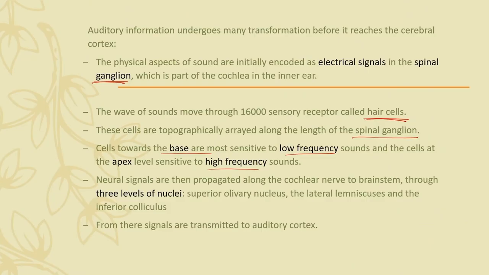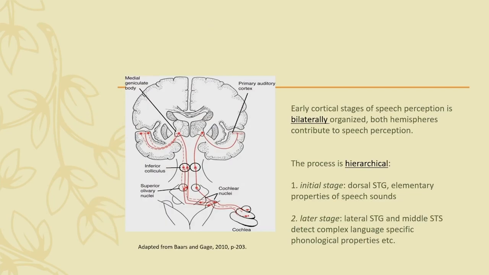That is how the hair cells are organized in the spinal ganglion, and neural signals are then propagated along the nerve to the brain stem through three levels of nuclei. And then from there it goes to the auditory cortex to be further processed. So, this is roughly the map showing how it actually happens.